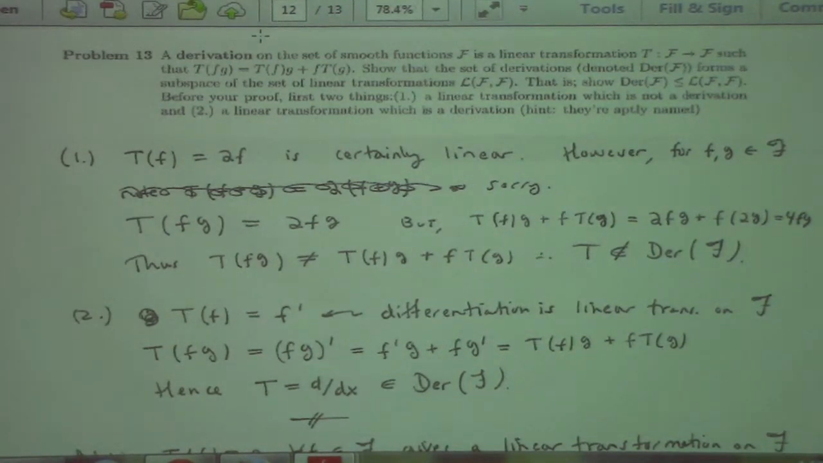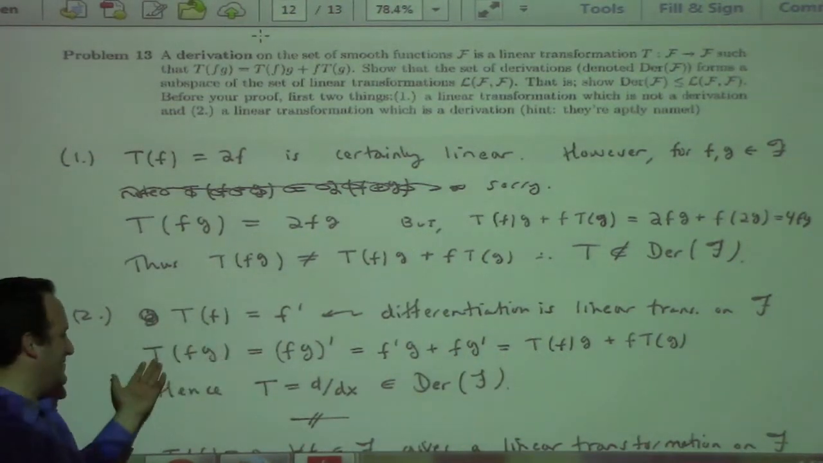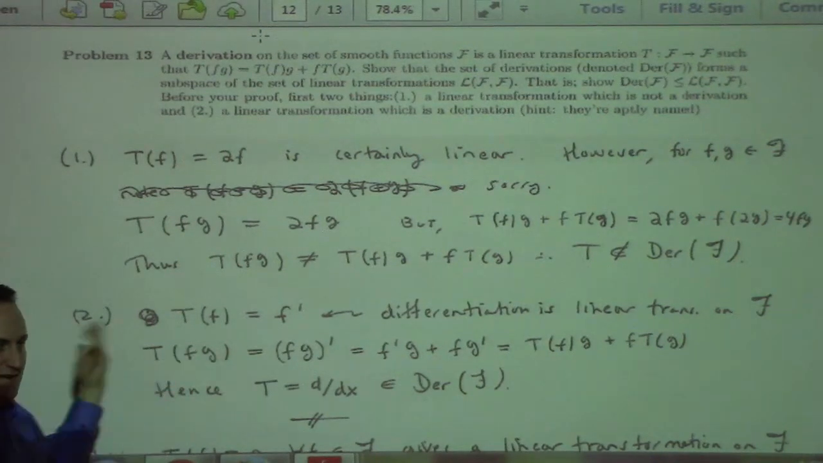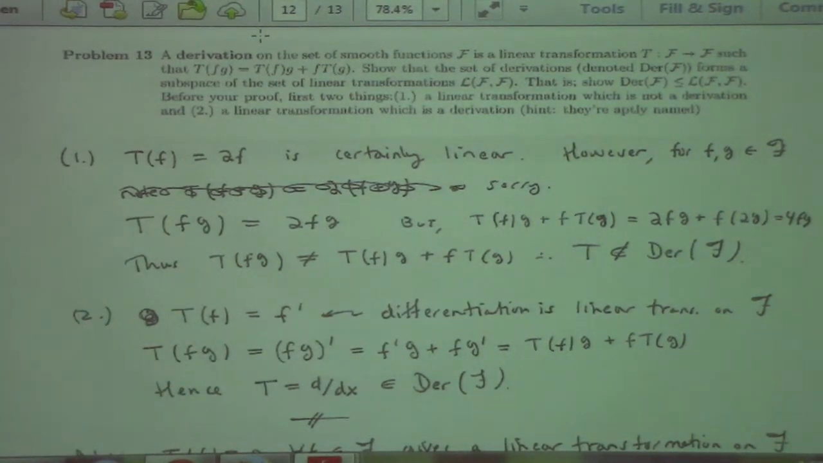Almost anything will work as an example of something which is not a derivation. 2 times the function, the identity function, lots of other stuff are not derivations. Second derivative is not a derivation, by the way. And then, of course, the derivative is a derivation because it satisfies the Leibniz rule, which is the product rule, which is essentially the defining thing for it being a derivation.